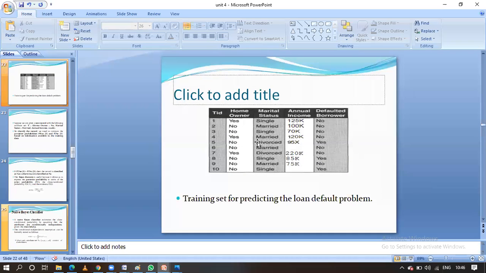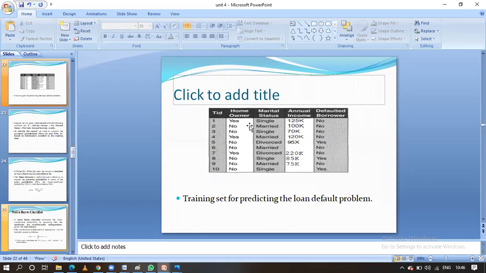This is the tabulated information. Here we will have 10 transactions, 10 tuples. How many attributes are there? Homeowner, marital status, annual income, and defaulted borrower.